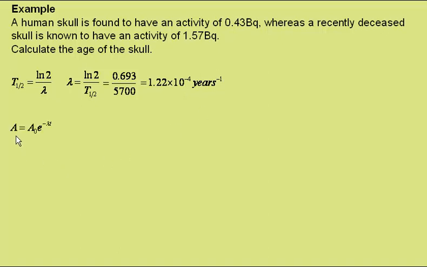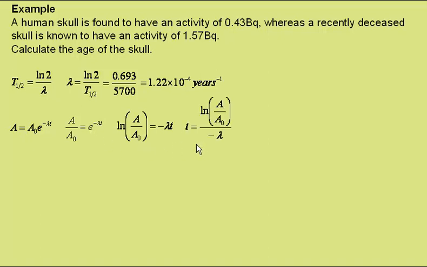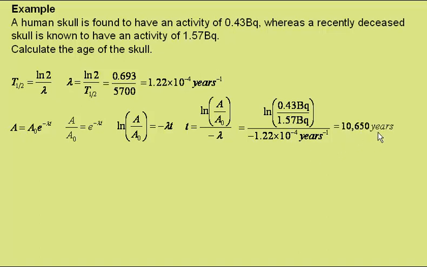Now I can use that the activity is equal to the activity at t = 0, at the start, times e^(-λt). Rearranging, I get this, then taking natural logs of both sides removes the exponential term. Rearranging for t, and then putting in the values given. The activity now is 0.43 becquerels, the activity at the start 1.57 becquerels, and this is my decay constant. This gives a time of 10,650 years.